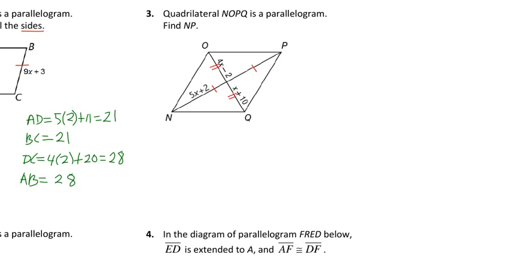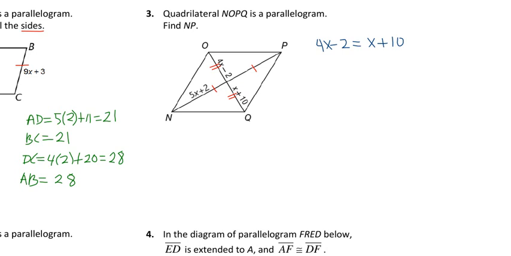So how do we write the equation? Well, we know that these two parts are equal, so the equation is going to be about these two parts. We're not going to use 5x plus 2 in the equation, but we will use it later on to find the length of NP. So the equation should say right now 4x minus 2 is equal to x plus 10.